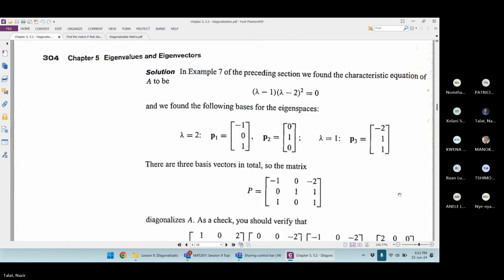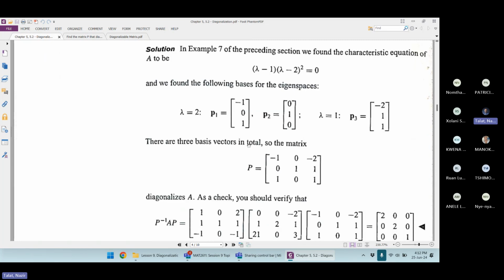Now, if we take the first eigenvector p1 here, p2 here, and p3 here, then this will give us a matrix P. Look, these three are independent.